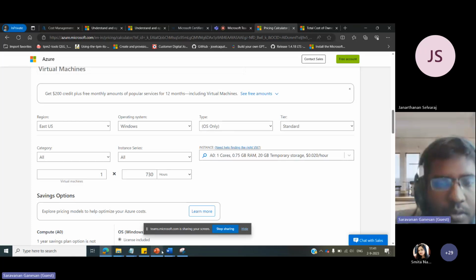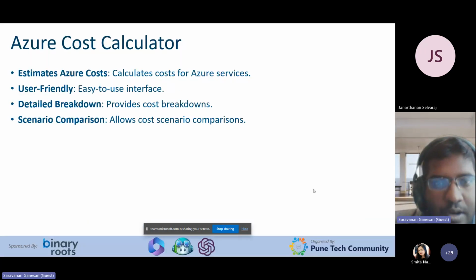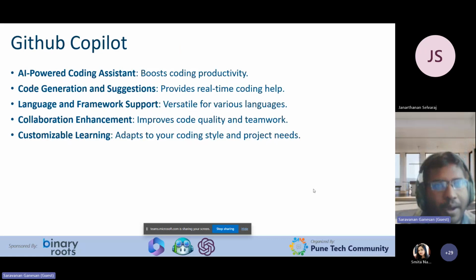So these are easy, handy tools for calculating your Azure cost, comparing your on-prem cost along with the Azure cost, and managing billing and all. Next we will be going into GitHub Copilot, and how it is making an impact in this cost management.